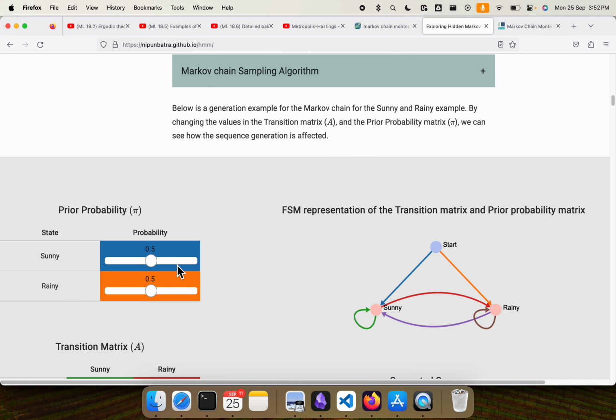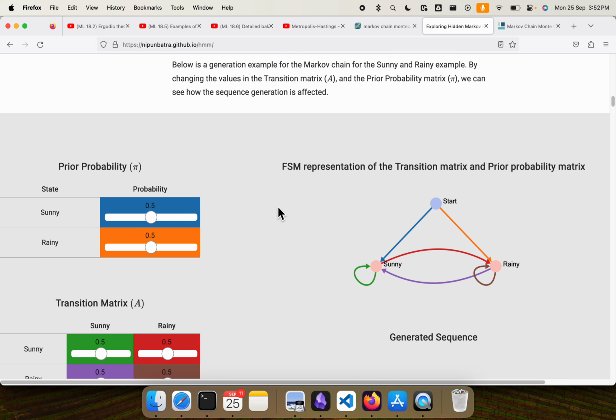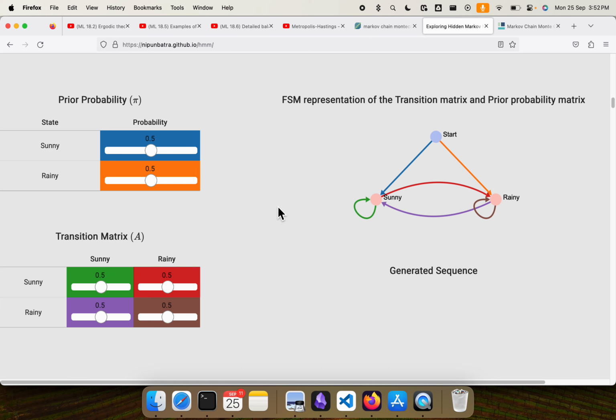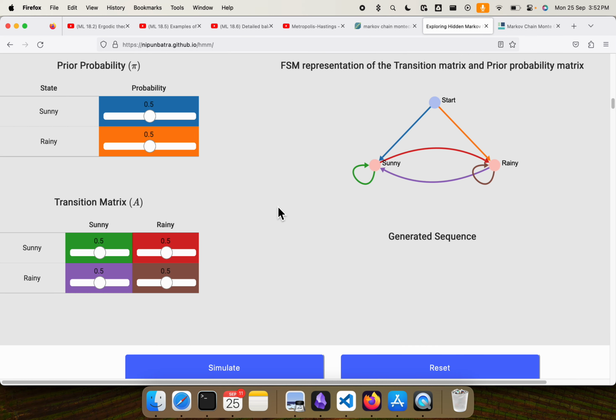So first, before understanding how to get samples from a Markov chain, let's take a look at what would happen. At this point, my prior probability is telling the probability of the first state. It's 0.5, 0.5. Let's take it all the way down. Now you see that the graphical model, the finite state machine model, has also changed.